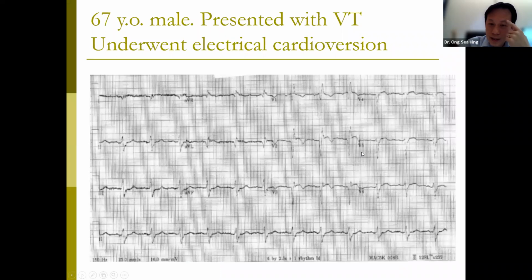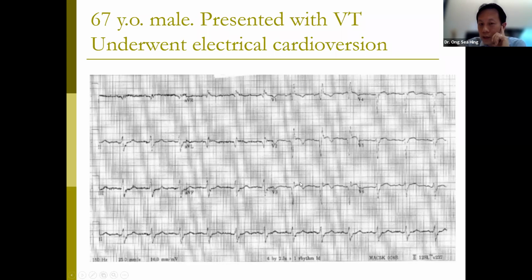I put this slide there to illustrate a particular patient, because we're talking about ST elevation now. This patient came with a ventricular tachycardia. He was cardioverted electrically, and after cardioversion, you see this ECG. There is ST elevation in V2 and a bit of ST elevation in V3, and there are Q waves in V2 and V3, and there is no reciprocal change.